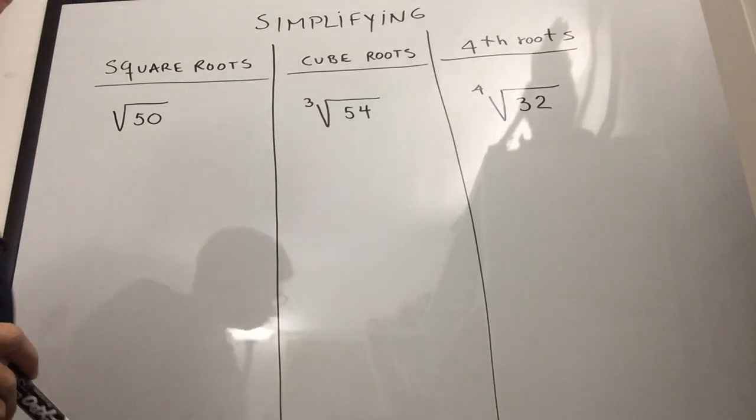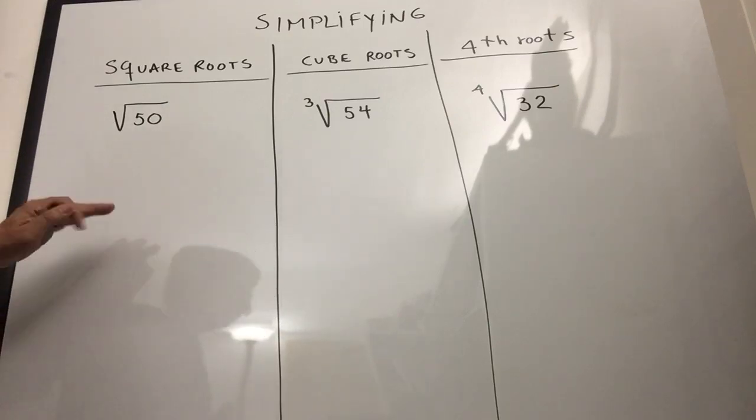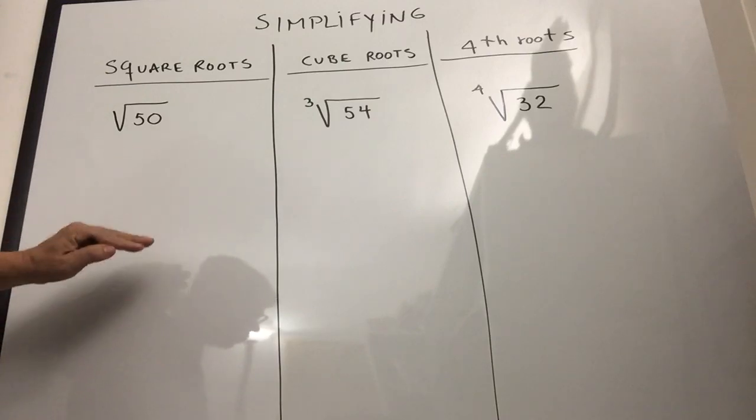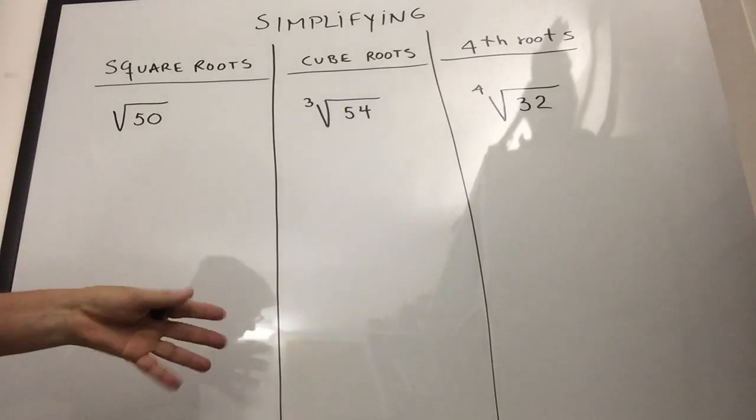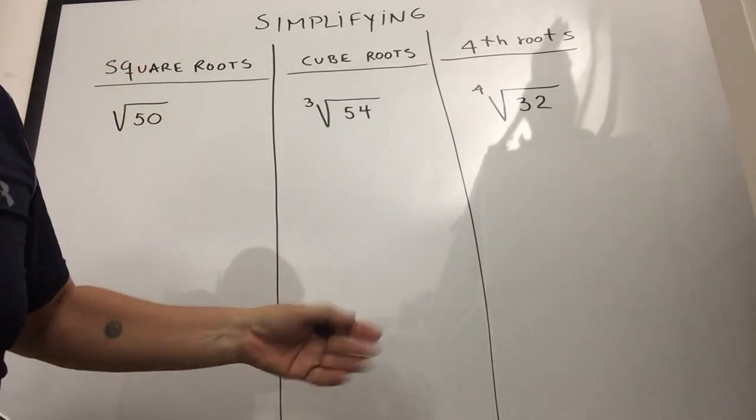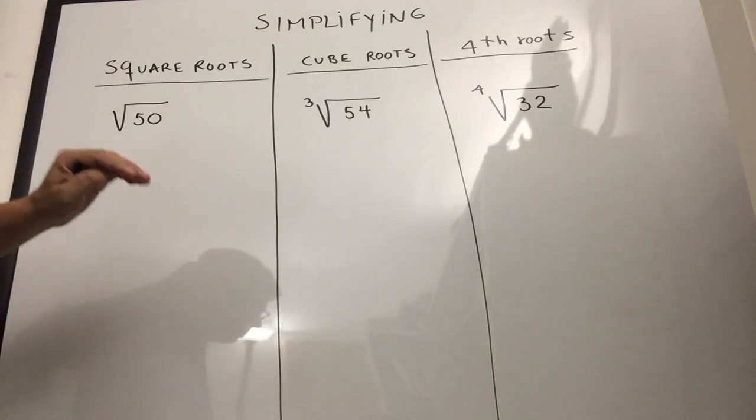Hello, today we're going to be simplifying square roots, cube roots, and fourth roots. If you manage to grasp the concept of what I'm about to show you, you can do fifth roots, sixth roots, seventh roots, etc., and you'll be able to do it with variables also. I'm going to keep it simple and do it with numbers only. Okay, so pay close attention.